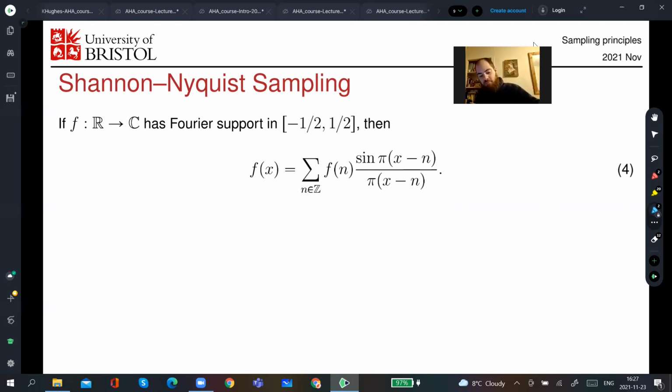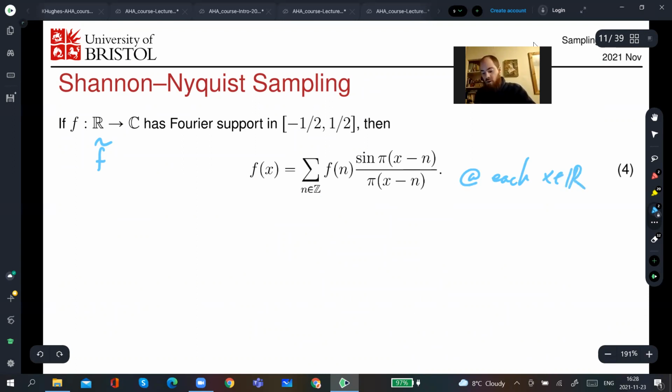If my function f has Fourier support, which means its real Fourier transform is supported in the interval from -1/2 to 1/2, then at each point x inside of the real numbers, we have the following representation for f of x. It's actually interpolated by the values of the function at the integers, which is a surprisingly crazy thing if you think of just a general function wildly going in and out, maybe some sort of Brownian motion. This doesn't happen at all, right?